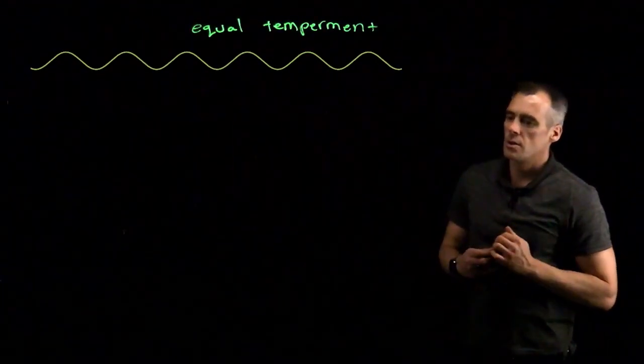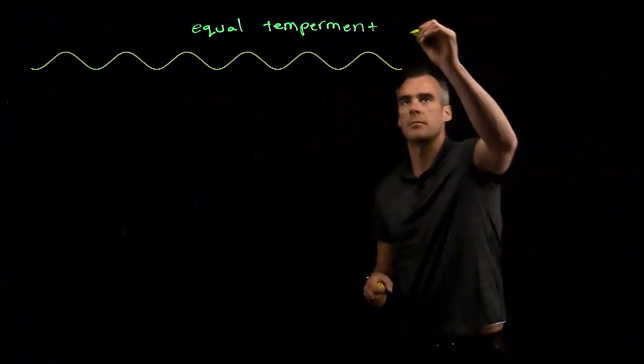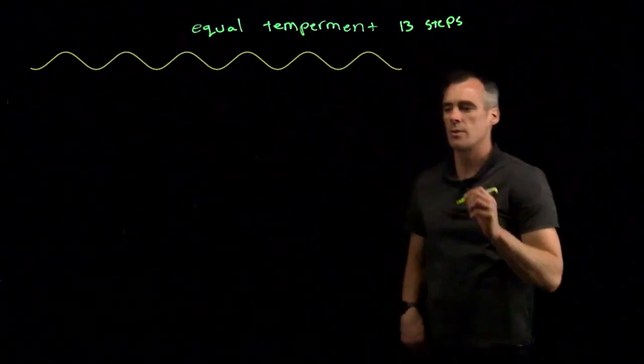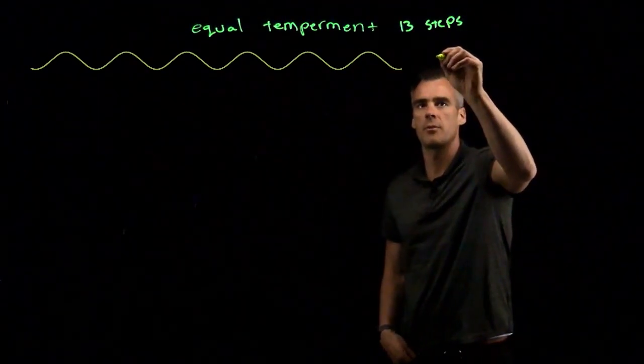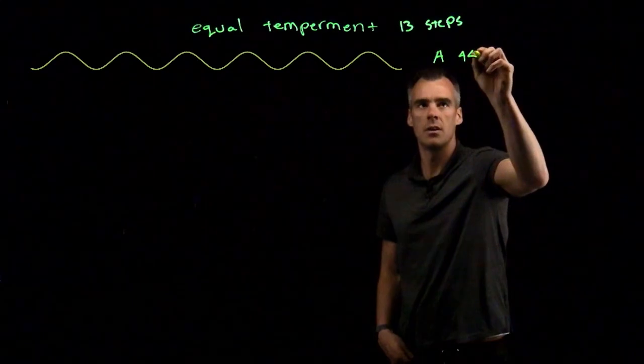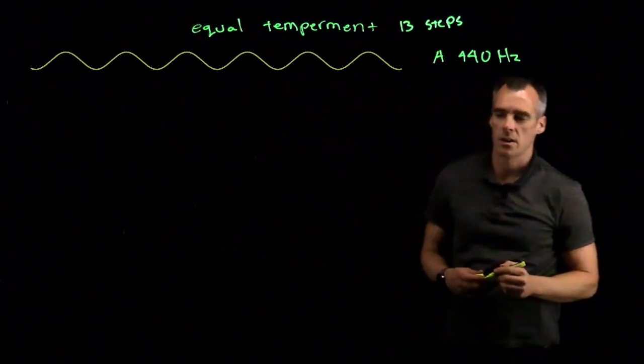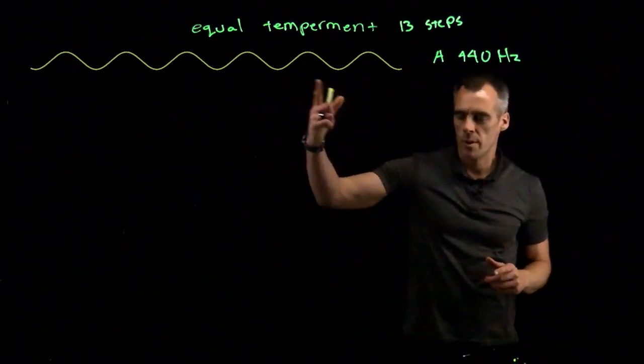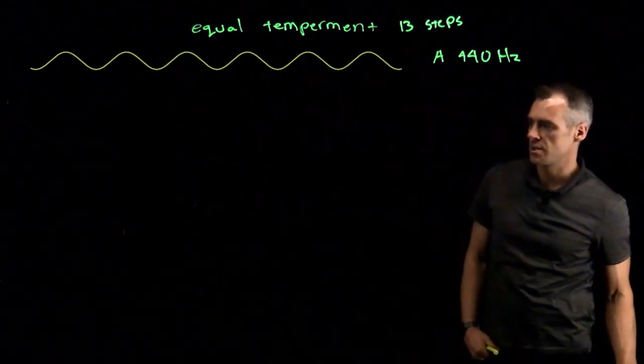All right, so we're going to do equal temperament with 13 steps now. And let's go ahead and start with A at 440 hertz again, which we're showing here. And if you recall, our goal here is we want to find other notes that line up well with the peaks here on A. So let's go ahead and show those peaks.